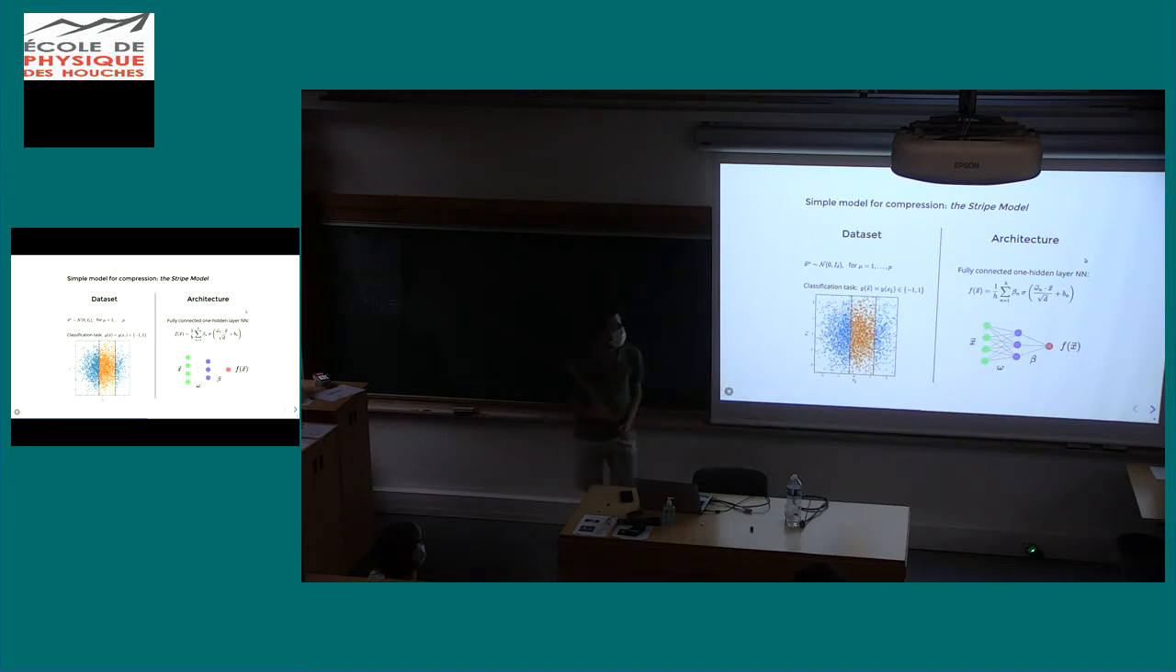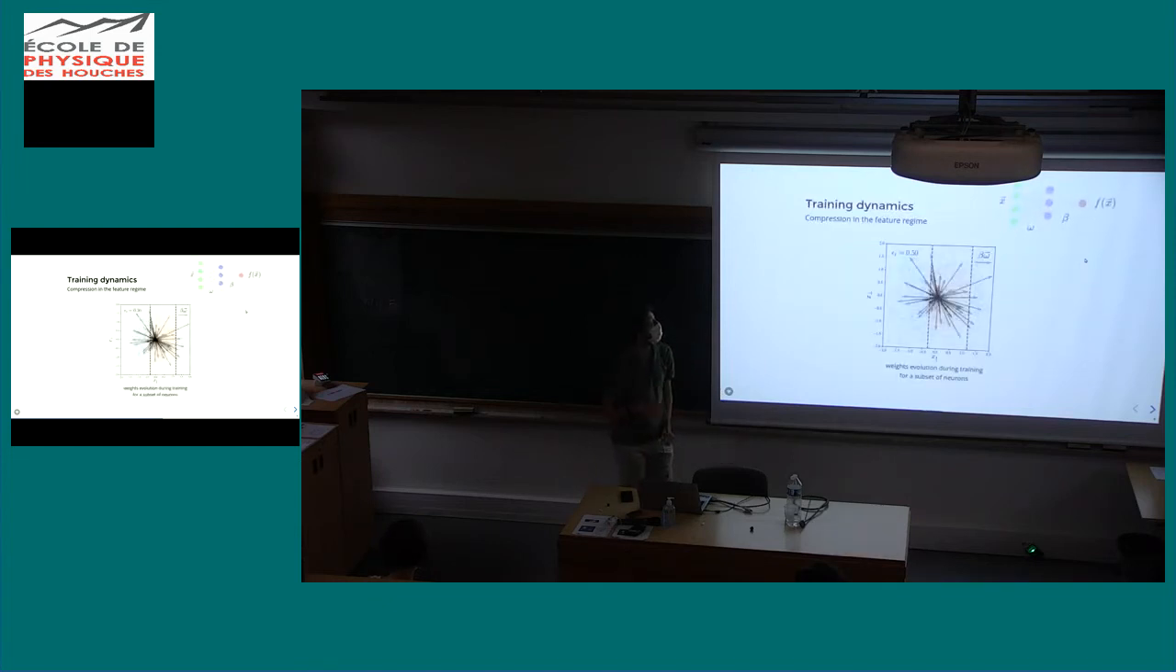What we do is we train a fully connected one hidden layer neural network on this kind of data. So I just put the form of the network we are training, with all the scaling that Matteo told you about today. We want to look at the evolution of the NTK. So the first thing we look at is the dynamics of the weights, the dynamics of the training.